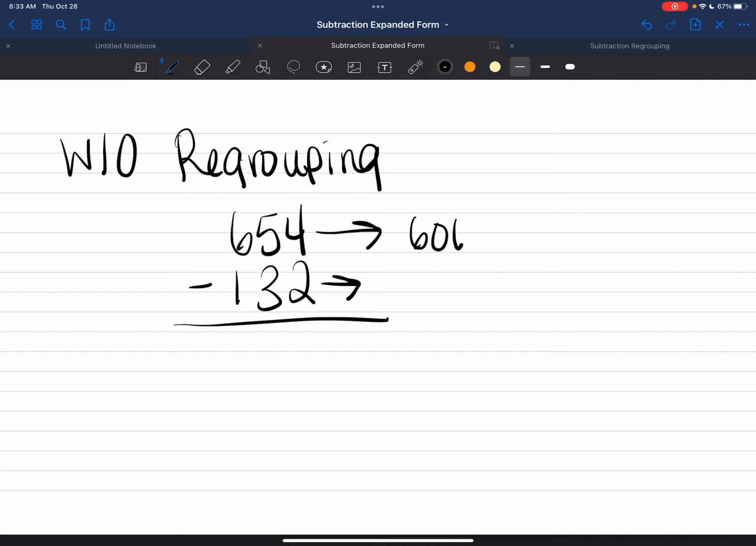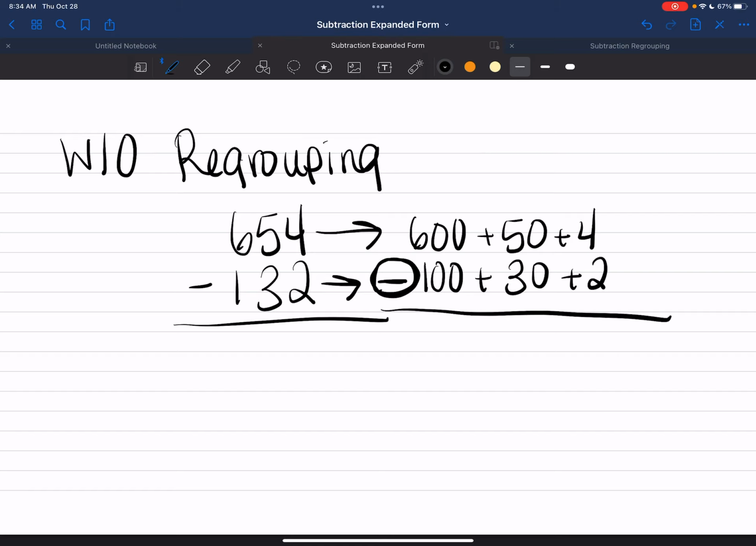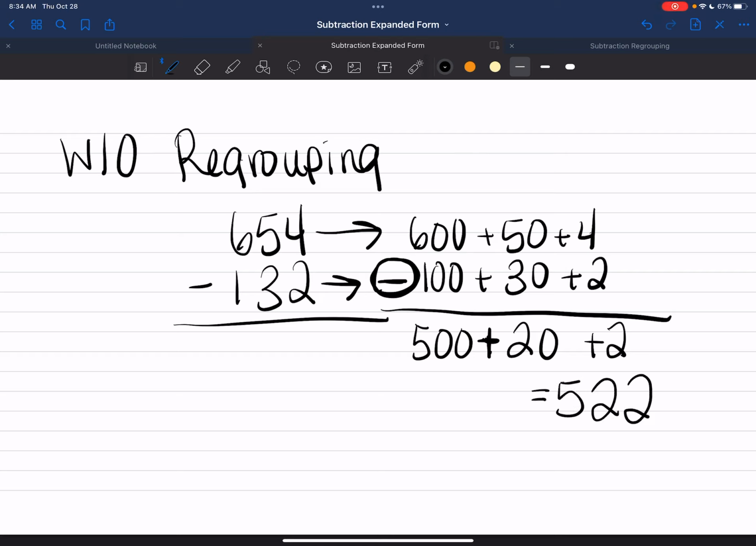So 600 plus 50 plus 4 minus, because that's what operation we're using, 100 plus 30 plus 2. We always start working in our ones place. 4 minus 2 is 2. 50 minus 30 is 20. 600 minus 100 is 500. All right, and then we cannot leave our answer in expanded form, so we need to put it in standard form. So our difference would be 522.